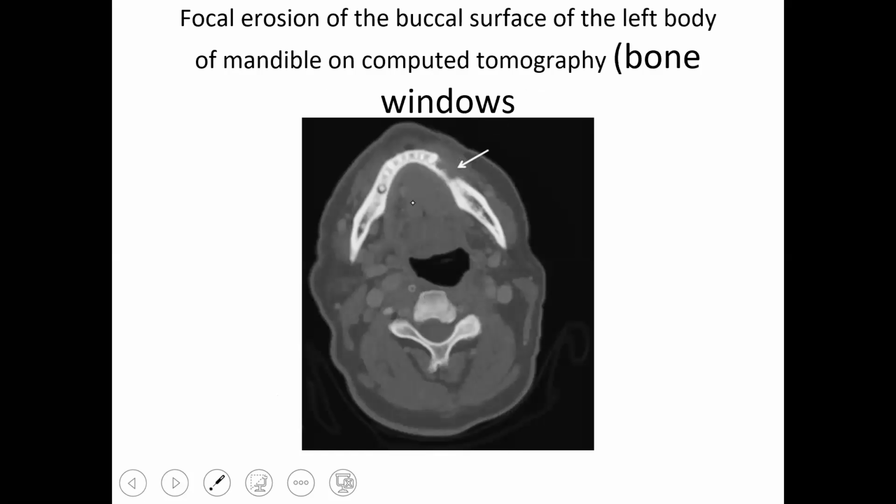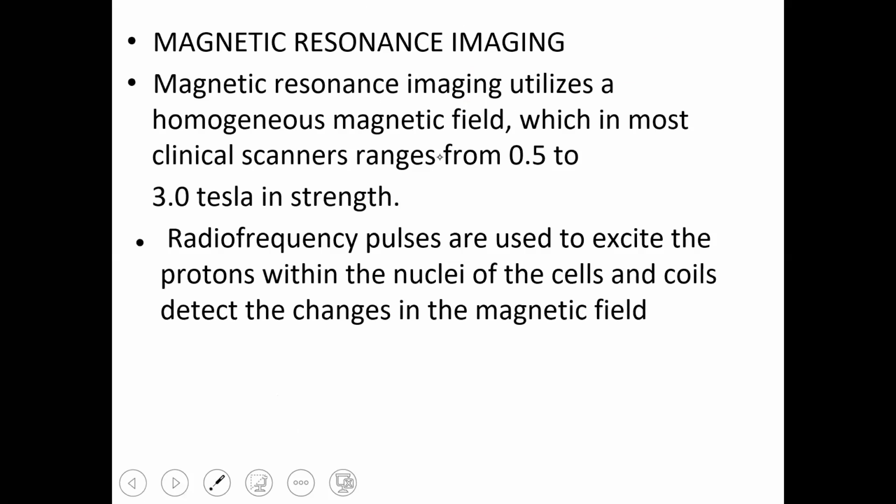Next, focal erosion of the buccal surface of the left body of the mandible, as per the standard textbook. This is the bony window. So in the bone window you could see all these things, the focal erosion here. This is one important point which you should note. Next, the CT scan is over. Now we are going to come to the MRI, magnetic resonance.